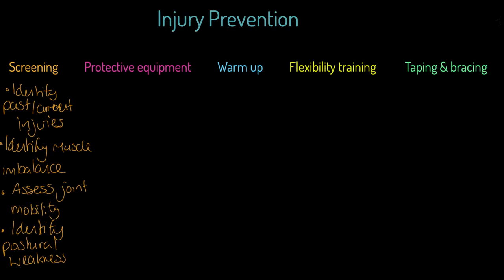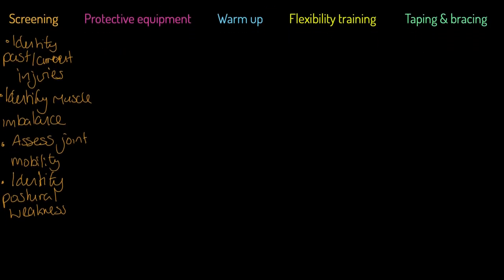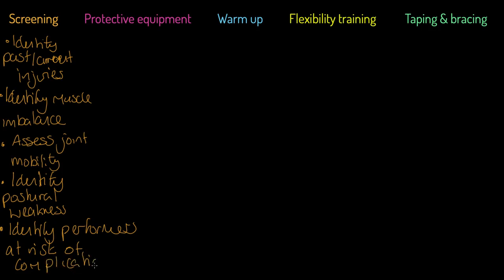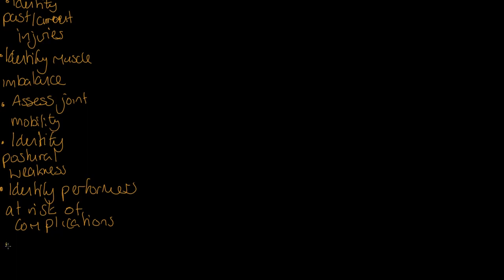Now, just a couple of other points that I think are significant for us to address. Don't want to go too far down here, but we also need to identify performers at risk of complications. So what I mean by this is that if we've got someone who's a little bit fragile because they've had previous injuries, for example, or muscle imbalances, we can identify that that might become a problem and obviously try to prevent it or be prepared to deal with it once the issue arises.